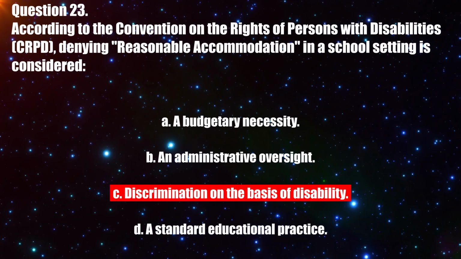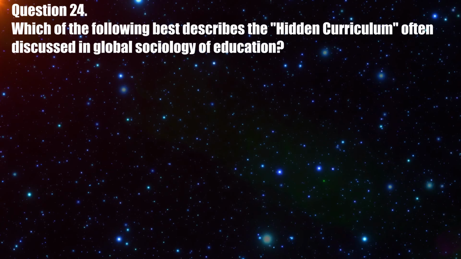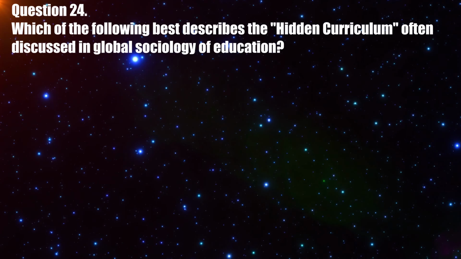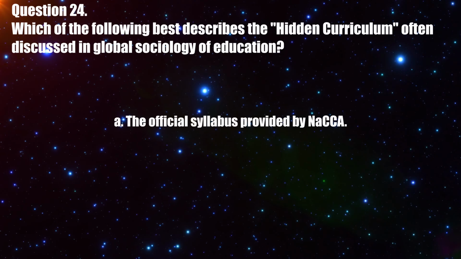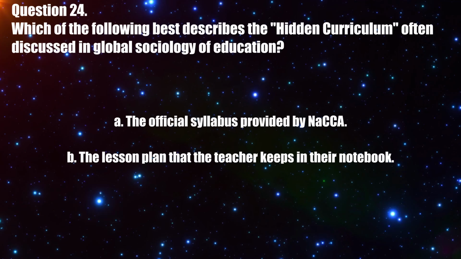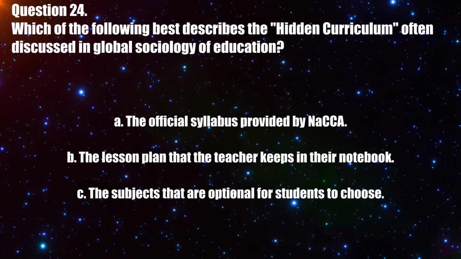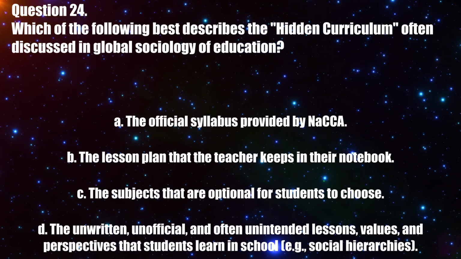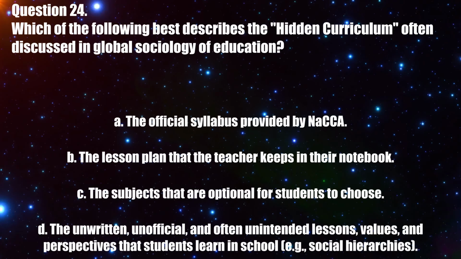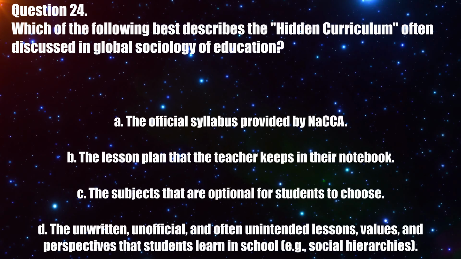The correct answer is C. Question 24. Which of the following best describes the hidden curriculum often discussed in global sociology of education? A. The official syllabus provided by NACCA. B. The lesson plan that the teacher keeps in their notebook. C. The subjects that are optional for students to choose. D. The unwritten, unofficial, and often unintended lessons, values, and perspectives that students learn in school, e.g., social hierarchies.